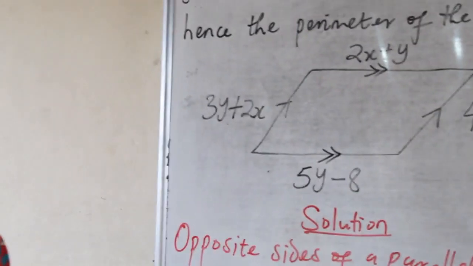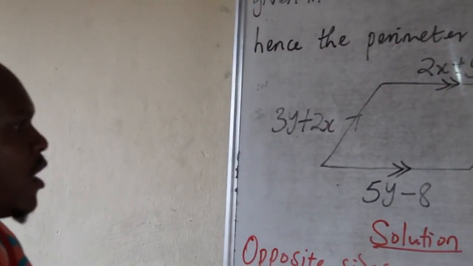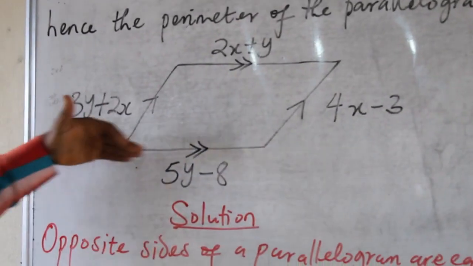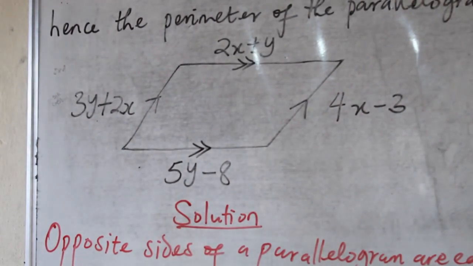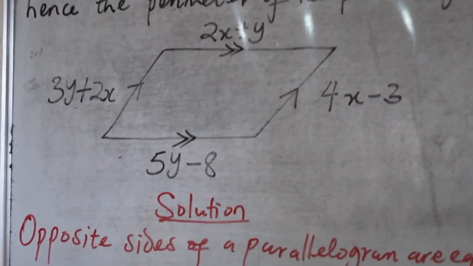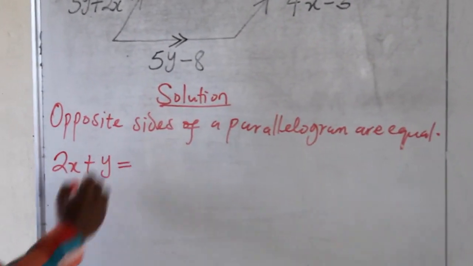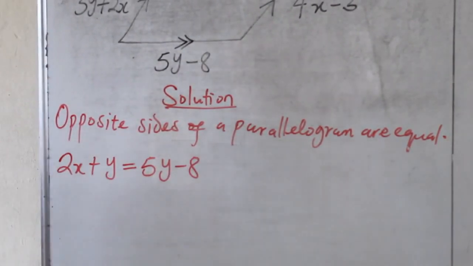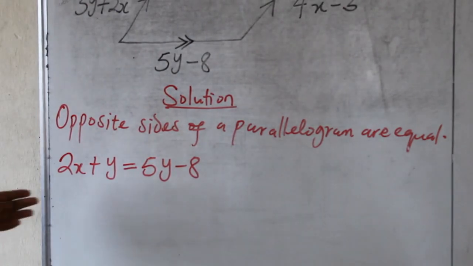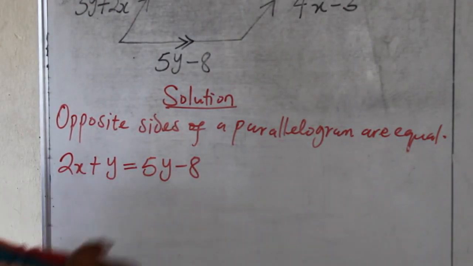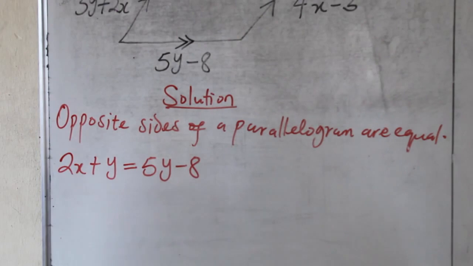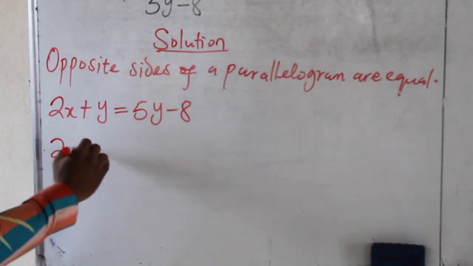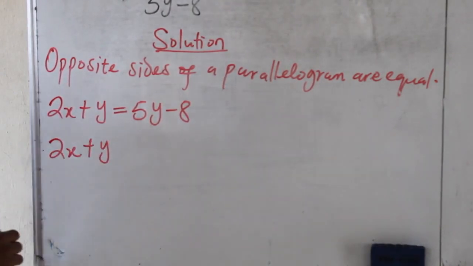So, continuing with this assumption, it means that the length of this side is equal to the length of this side. So quickly put that down. We have 2x plus y is equal to 5y minus 8. So at this point, we're going to rearrange this linear equation and collect like terms. So we have 2x plus y.